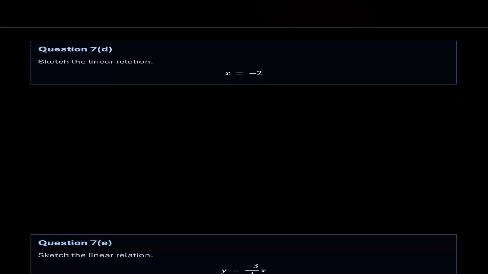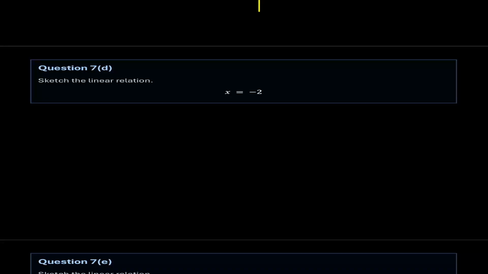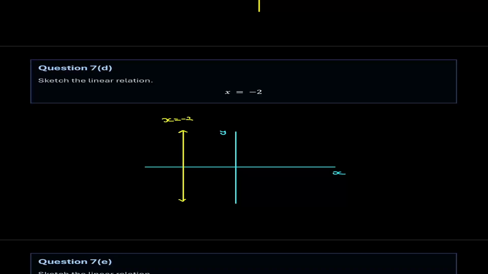How about this? x equals -2. Very similar. Draw my Cartesian plane. This time, if it's x equals a value, it is a completely vertical line that just crosses the axes at -2. So if I had to label that point in coordinate form, it would be (-2, 0). So a vertical line that just crosses the axes at -2.